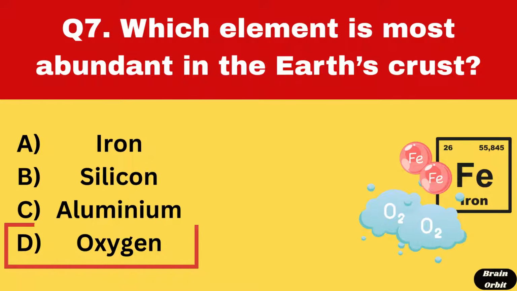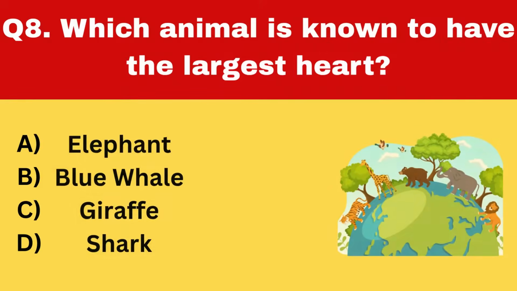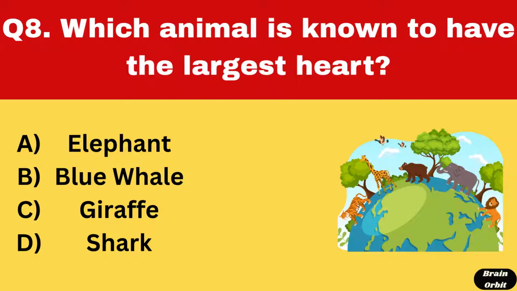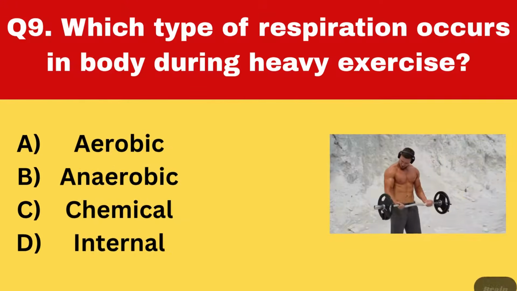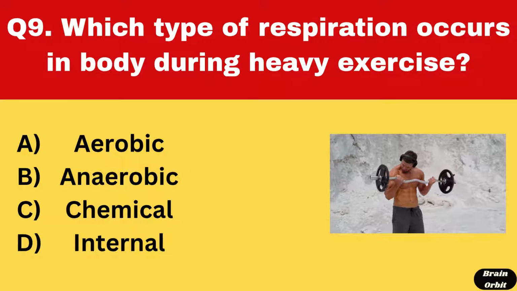Right answer D. Oxygen. Which animal is known to have the largest heart? Right answer B. Blue whale. Which type of respiration occurs in body during heavy exercise?